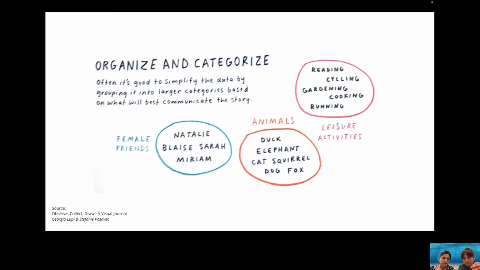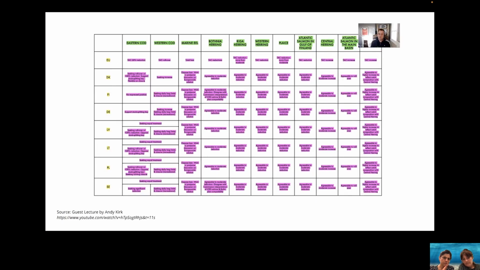And then establish which categories you find interesting. Here are some examples, and it's good to simplify the data and group it into larger categories. The categories can help you communicate the story better. Here you see another example of how Andy Kirk did it with some data about fishing.